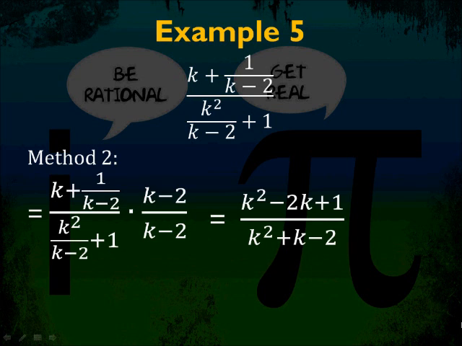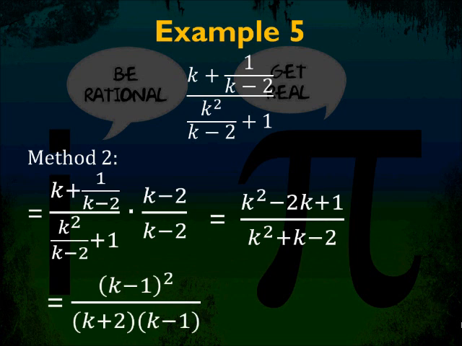And now we're back at the same place we were in method 1. You factor it, you cancel the k minus 1 that's excessive on the top, and you eliminate it on the bottom, and your final answer is k minus 1 over k plus 2.